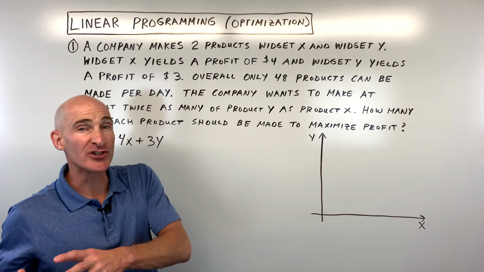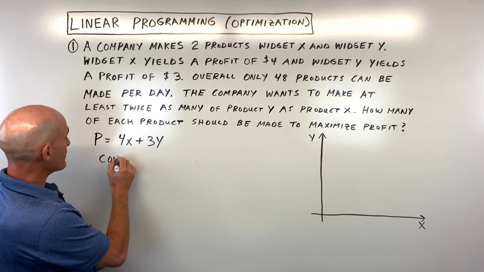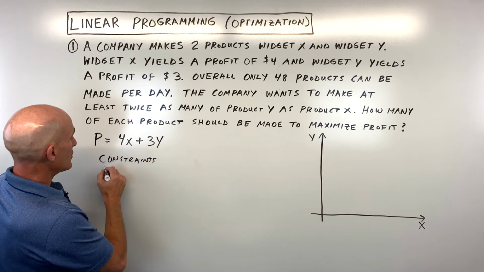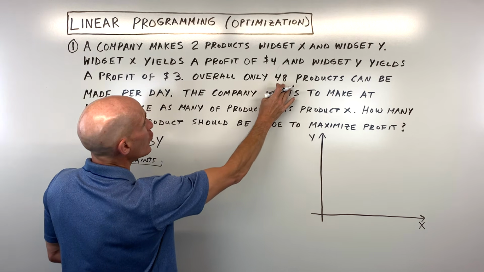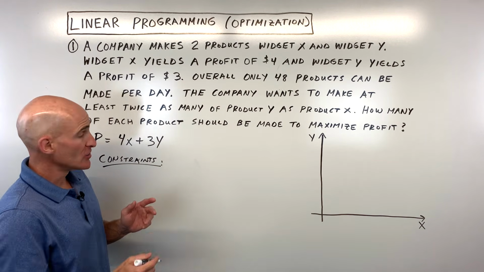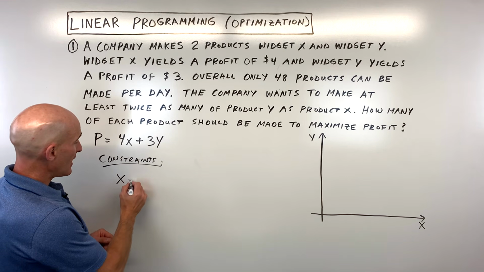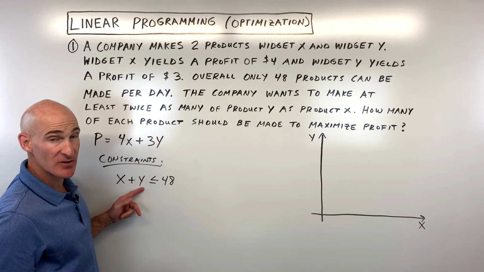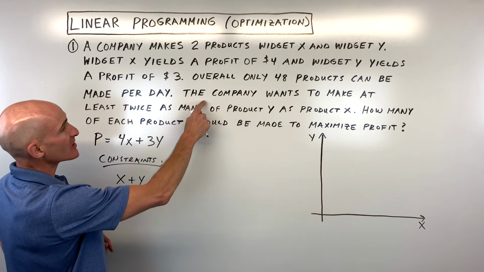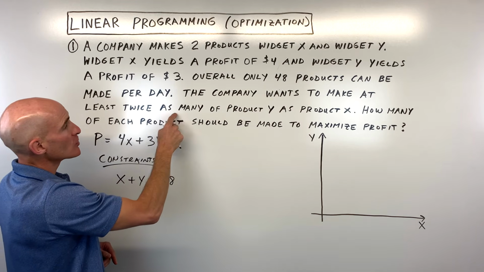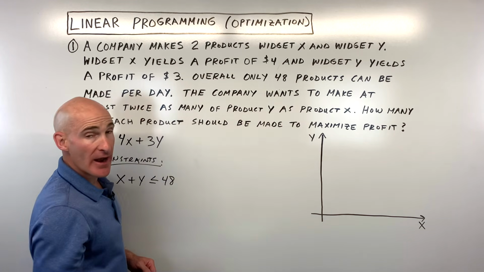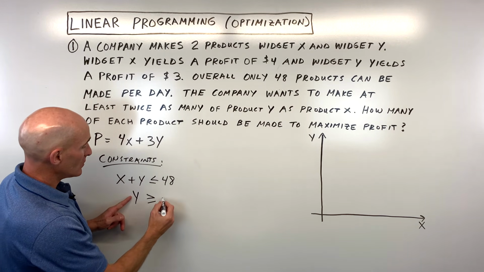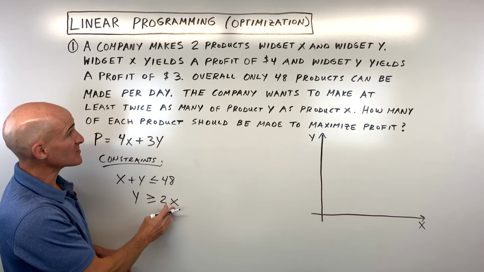Now we want to talk about our constraints. Constraints are things that are like inequalities. Here it says overall only 48 products can be made per day. So that means the number of product X and the number of product Y added together has to be less than or equal to 48 units. So that's one constraint. The other constraint is the company wants to make at least twice as many of product Y as of product X. So that means that the amount of Y that's made has to be greater than or equal to 2 times the amount of product X that's made.